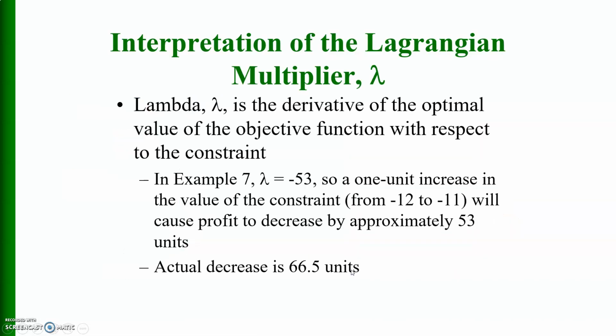Interpretation of the Lagrangian multiplier. Lambda or the Lagrangian multiplier is the derivative of the optimal value of the objective function with respect to constant. In this example 7, lambda is minus 53. So a 1 unit increase in the value of constant from minus 12 to minus 11 will cause profit to decrease by approximately 53 units. So actual decrease is 66.5.